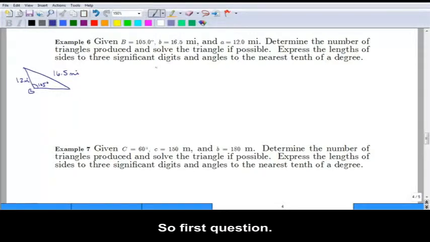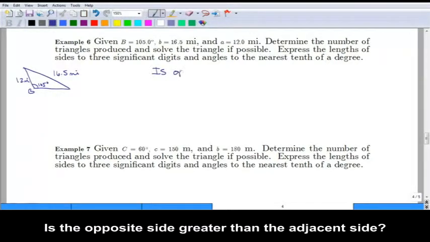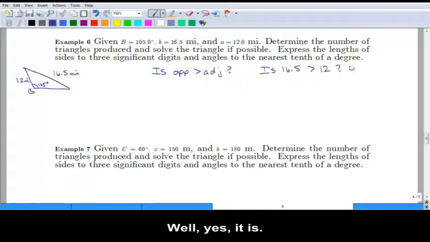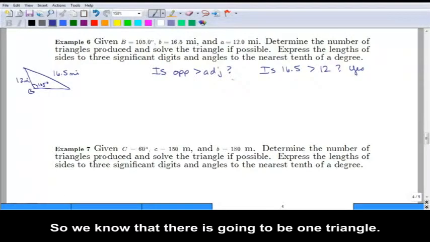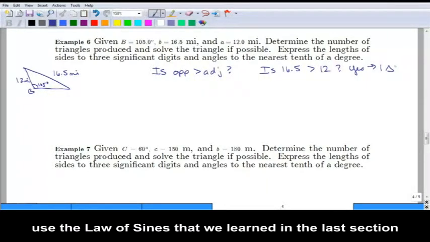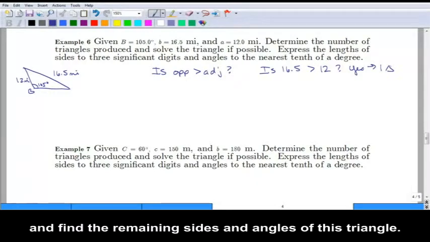So first question, is the opposite side greater than the adjacent side? In this case, is 16.5 greater than 12? Well, yes it is. So we know that there is going to be one triangle. And now we're just going to use the law of sines. So I want you to pause the video here, use the law of sines that we learned in the last section, and find the remaining sides and angles of this triangle.